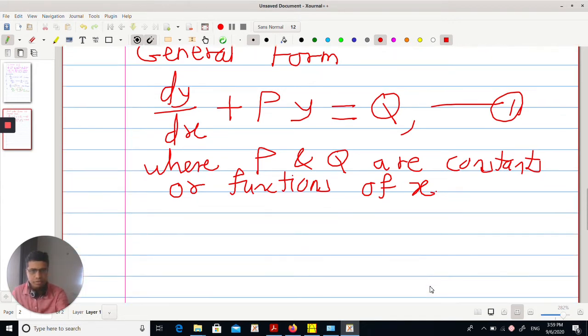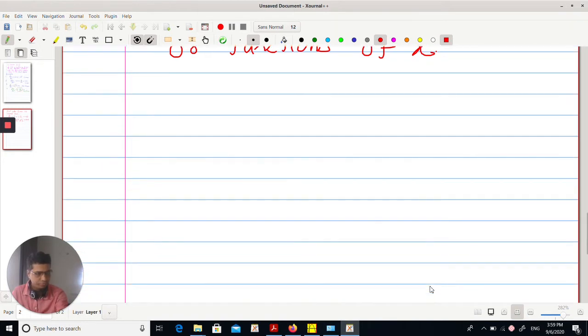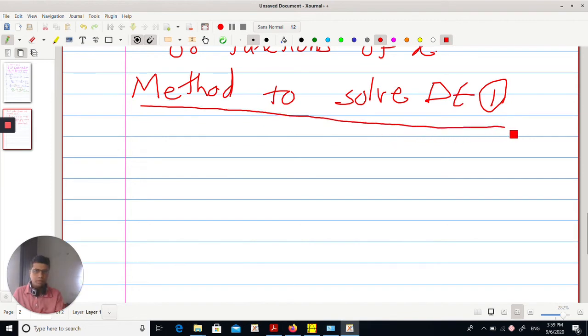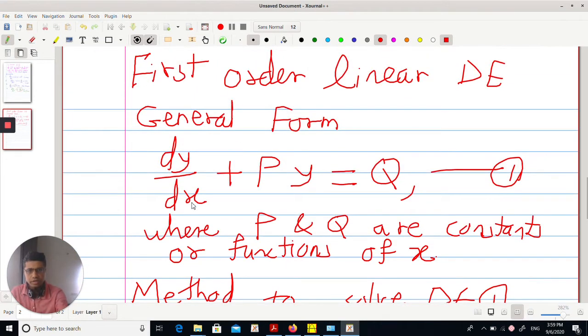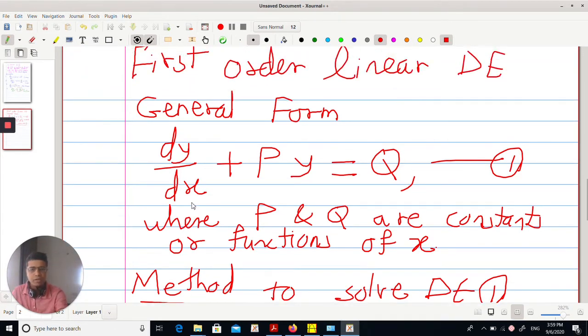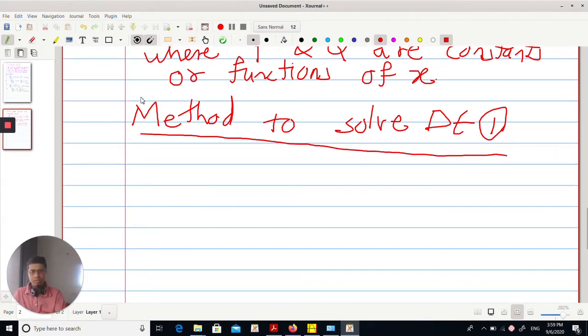Now we see the solution method. Method to solve a differential equation of the form 1. Now the question is whether this equation is exact. If we multiply this equation by dx, then we can easily check that it is not an exact differential equation. So it is homework. Equation 1 is not exact.